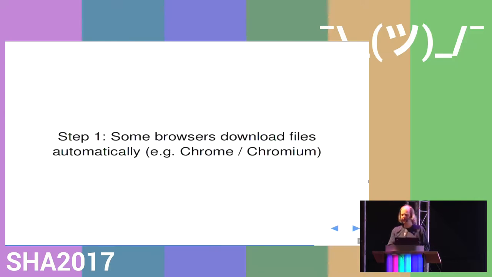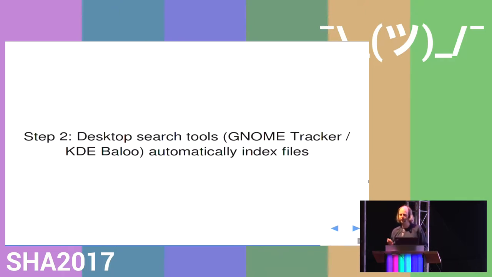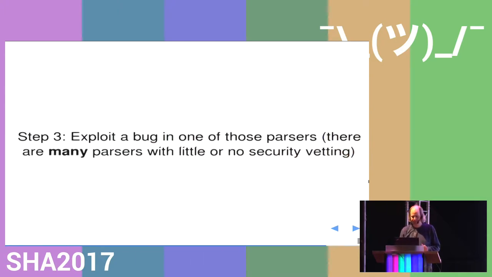So there was a very interesting exploit a while ago. There are a couple of browsers that automatically download files and put them in your downloads directory. For example, Chrome does that, but also Epiphany, which is a standard GNOME browser. So basically that means a web page can create files on your hard disk, which may be concerning. Then we have desktop search tools that automatically index all those files. Like GNOME has something called Tracker, and KDE has something called Baloo.